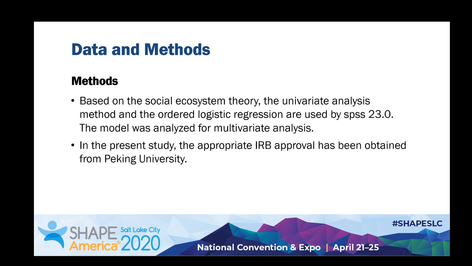Methods. Based on the social ecosystem theory, the univariate analysis method and the ordered logistic regression are used by SPSS 27 version. The model was analyzed for multivariate analysis.